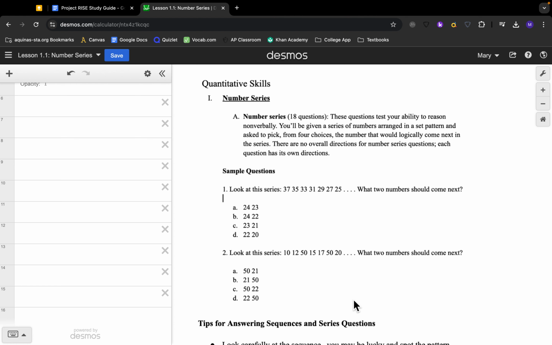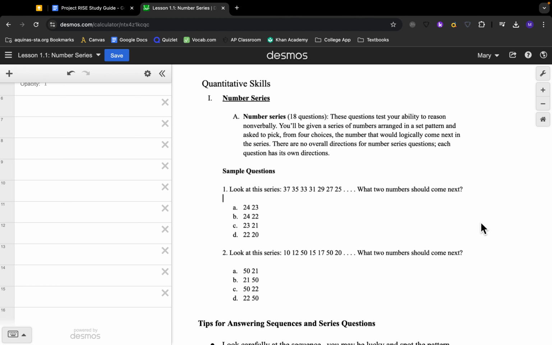So, number series is one of the topics tested in the quantitative skills section, and you'll be given 18 questions on number series. If you look at the sample questions below, this is what a number series question looks like. You'll be given a series or a sequence of numbers or letters or a mix of them, and you'll be asked what numbers come next, or you'll be asked to fill in the blank.